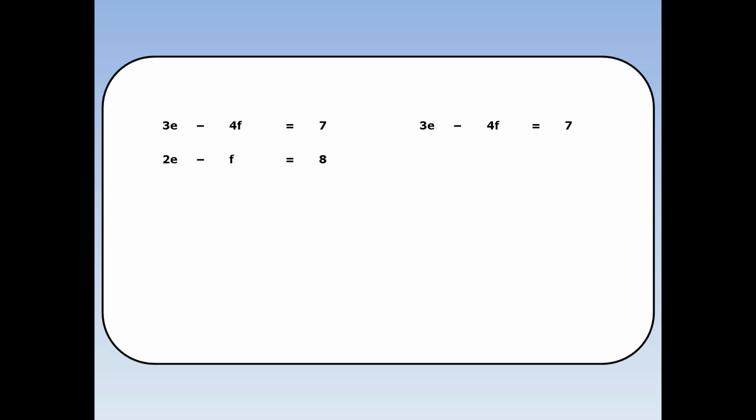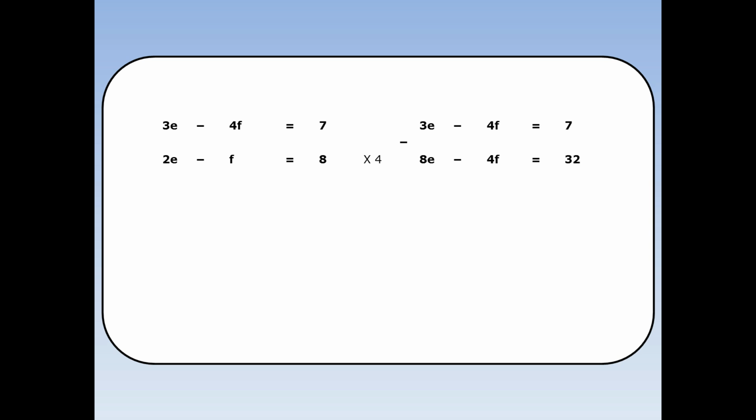Write down the original equation. We're going to multiply the second equation by 4. 2e times 4 is 8e. Minus 1f times 4 is minus 4f. And 8 times 4 is 32. So now I've got two more equations, but now I've got minus 4f on top and minus 4f on the bottom.